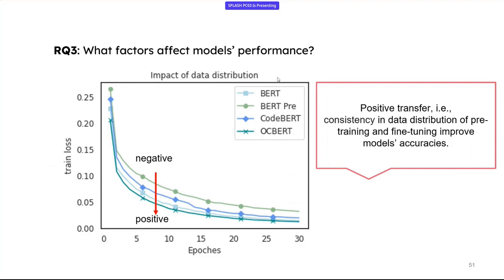But if we pre-train on OCaml code, which is the OCaml BERT, you will see slightly better performance, which is the lowest line there. So we can conclude that going from negative to positive transfer learning, you will see a good boost in performance. This is also generally true in the machine learning field.